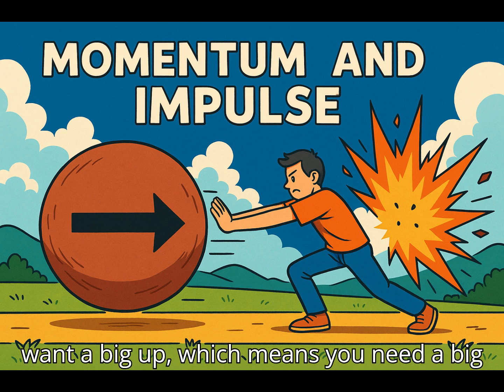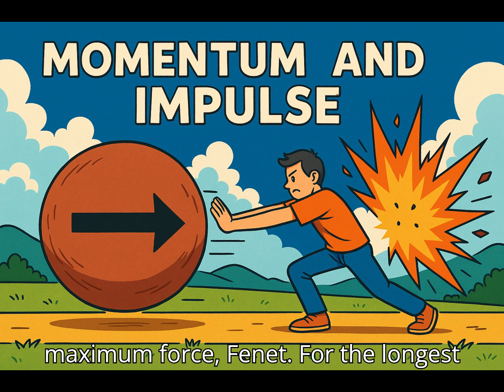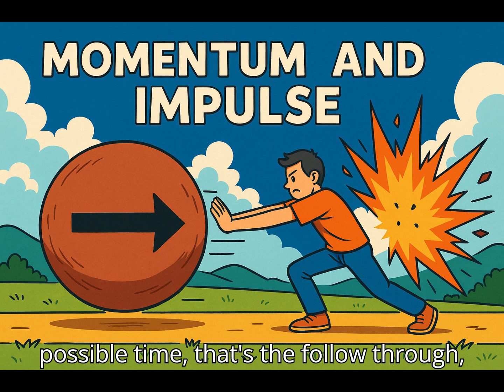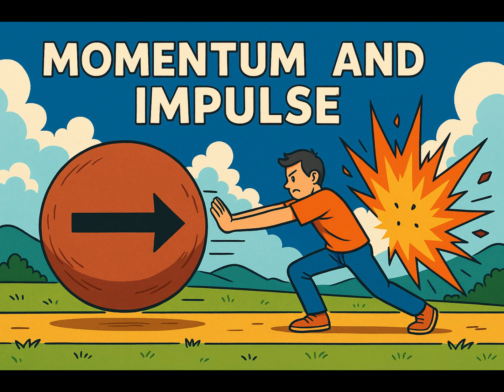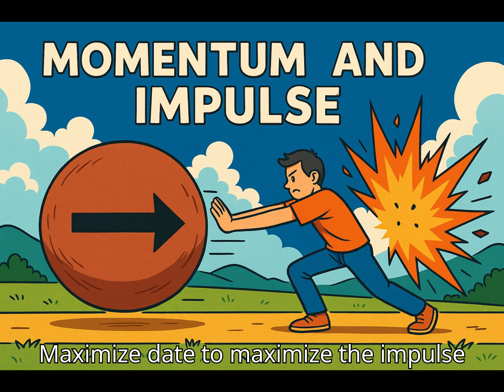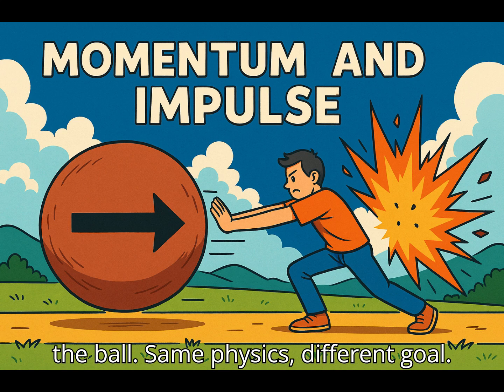So you want a big up, which means you need a big impulse, Ned. You try to apply your maximum force, Fnet, for the longest possible time. That's the follow-through, keeping the bat or club in contact with the ball for as long as you can. Yep. Maximize Δt to maximize the impulse delivered, maximizing the change in momentum, and therefore the final speed of the ball. Same physics, different goal.